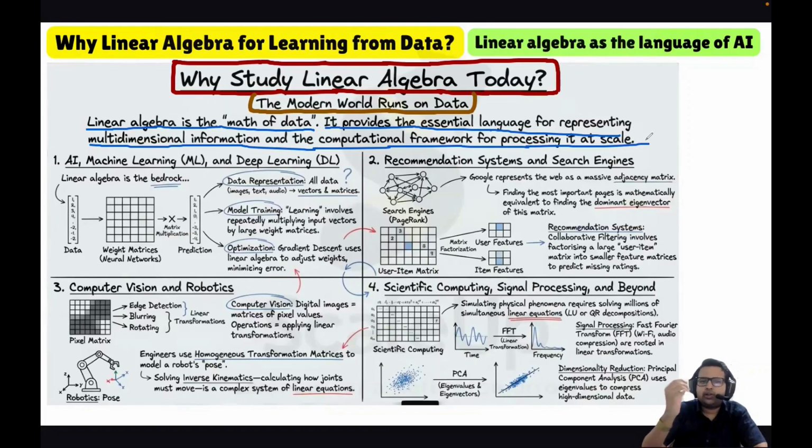So now it's very clear to us that in the modern world, we are dealing with data and we need some mathematical tools so that we can efficiently handle that data. We can represent that data. We can process that data in an efficient manner. And linear algebra is that tool, using which we can represent multidimensional information. And linear algebra also provides us the computational framework for processing data at scale.